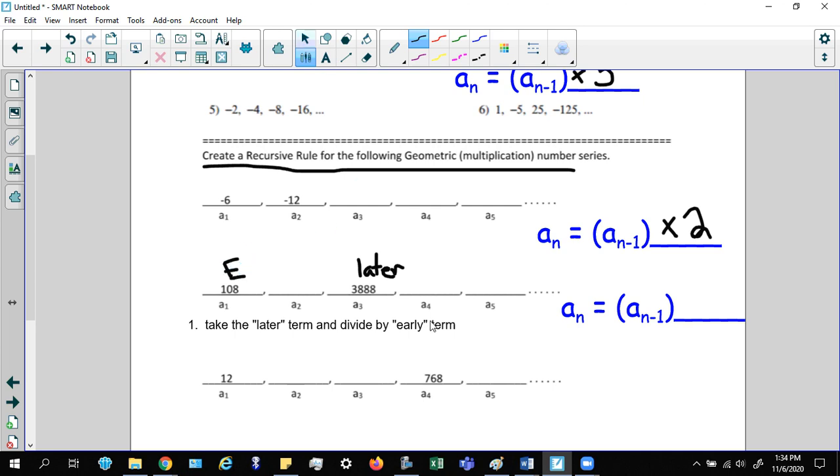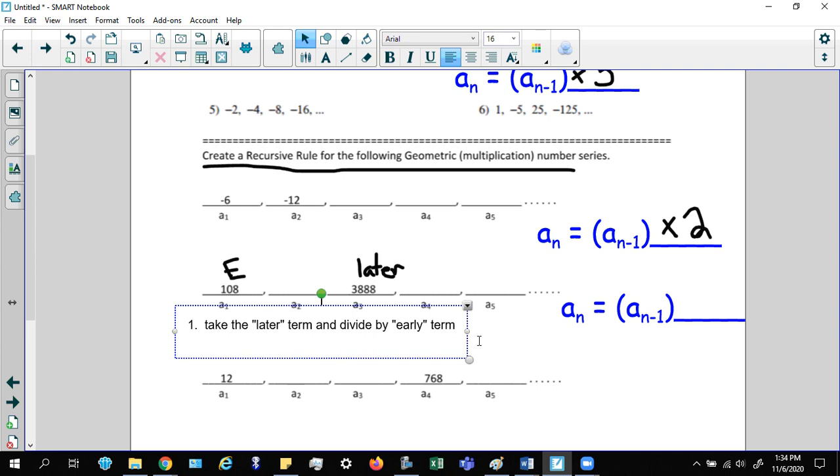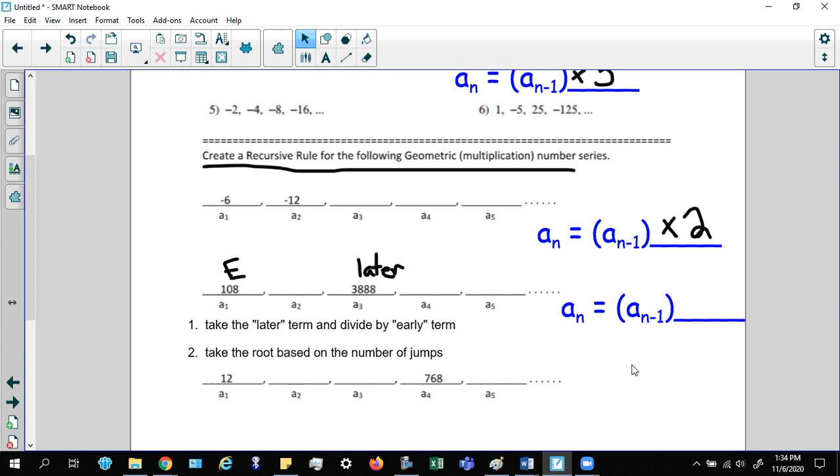Okay. Now, the next thing is, here we go. Take the root based on the number of jumps. Now, this is a lot of Coach Fordisms going on right now. So it says take the root. Let's go ahead and divide first. So what we have is 3,888 divided by 108. Let's go ahead and do that first.